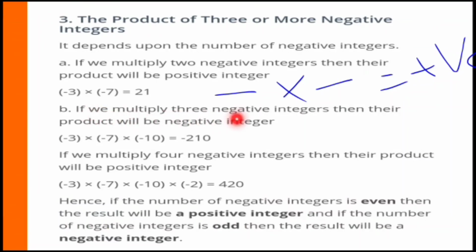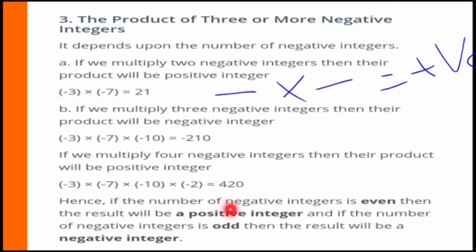Next, if you multiply 3 negative integers, then their product will be a negative integer. See here, we have 3 negative integers. The answer will be negative. Why? Minus into minus, positive. Positive into negative, negative. If we multiply 4 negative integers, then the product will be a positive integer. See here we have 4 negative integers. Negative into negative, positive. Positive into negative, negative. Again negative into negative, positive.